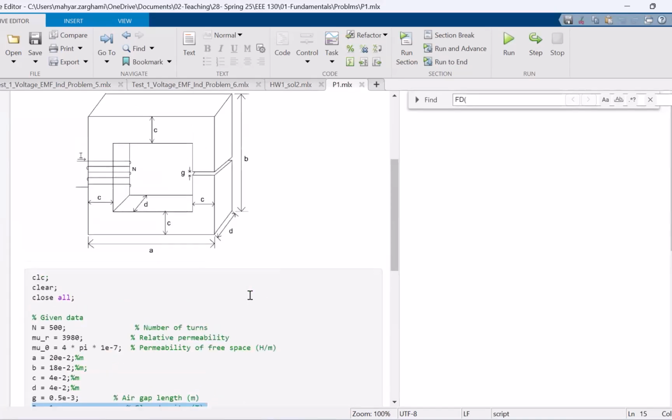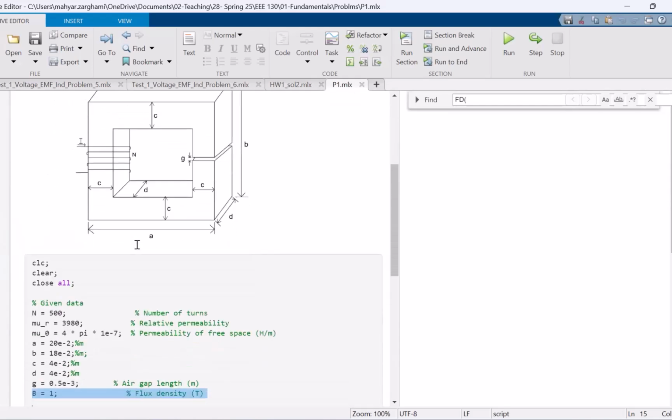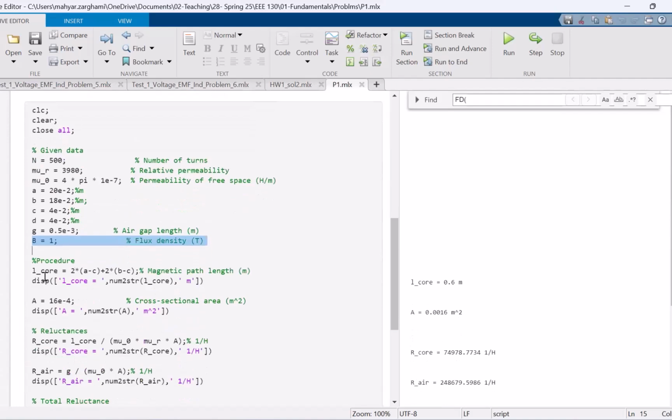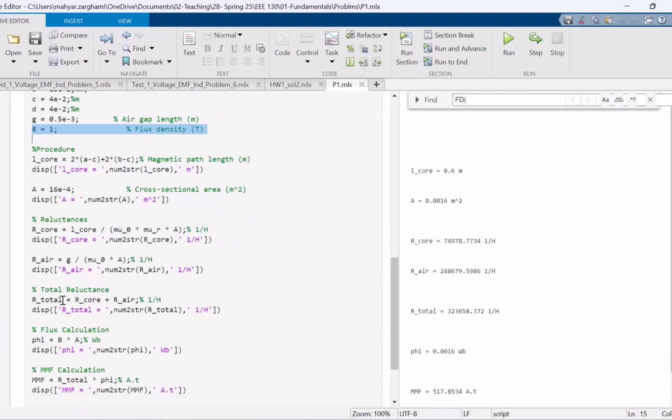So you can see that B is given. If B is given, then based on these dimensions, we want to find out the current, which should be really easy to do because in terms of the L of the core, you already know how to find that. We take the average of the length, and then based on the dimensions, the cross-sectional area would be easy to find. And then the reluctances of the core, the air, and the total reluctance would be found.